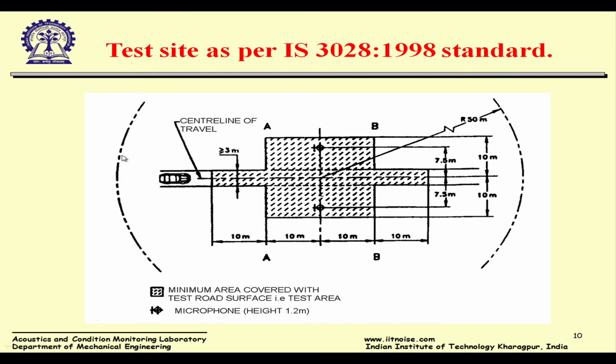So coming to pass-by noise measurements, there is an ISO 3028 standard, which says when you are right at this location, you ask your driver to go on full throttle, and you're measuring somewhere here about 7.5 meters from the middle of the road on either side. Whenever the vehicle moves and then he releases the throttle at this end, whatever the maximum SPL would be is your pass-by noise level. Okay.